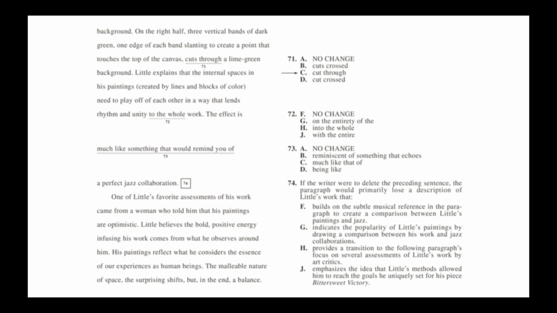Therefore C is correct. For question 72, Little explains that the internal spaces in his paintings, created by lines and blocks of color, need to play off of each other in a way that lends rhythm and unity to the whole work.